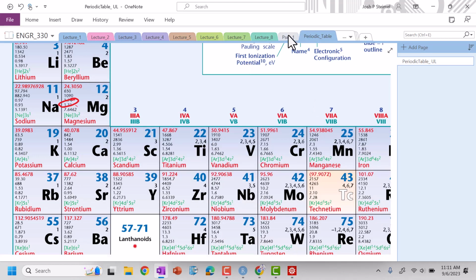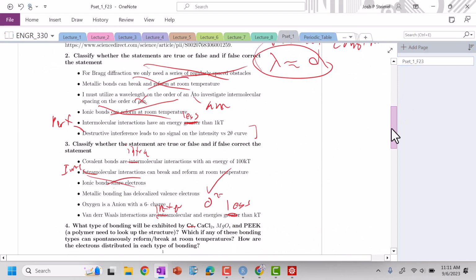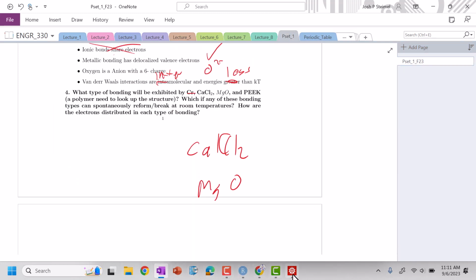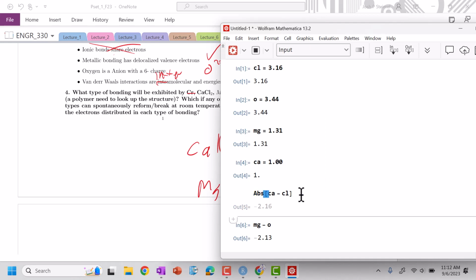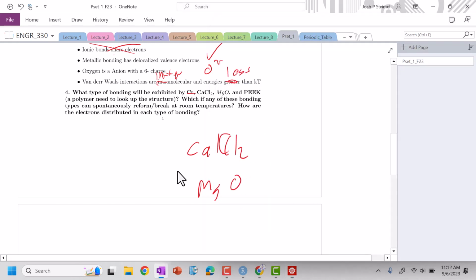Let's go back to the problem set now. So we have Ca minus Cl, or vice versa, and then Mg minus O. If the difference is greater than 1.7, and again, you can just do absolute value. So these are both going to be ionic, and so electrons are not going to break and reform spontaneously, but they're going to be localized, and one's going to be taken, one's going to be removed.